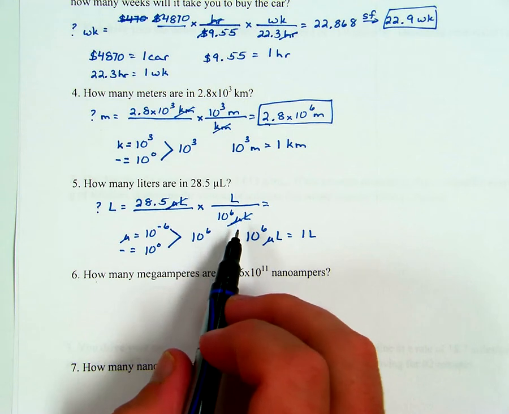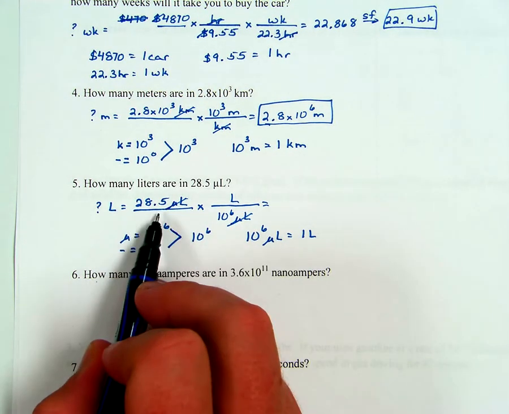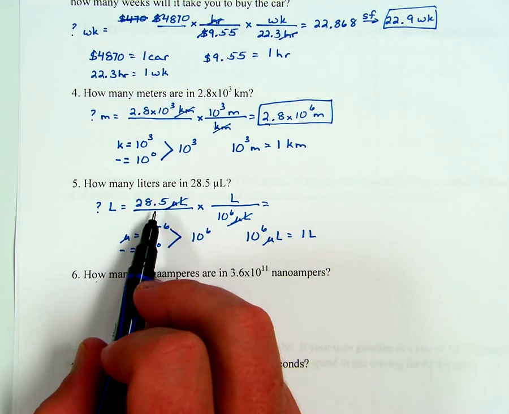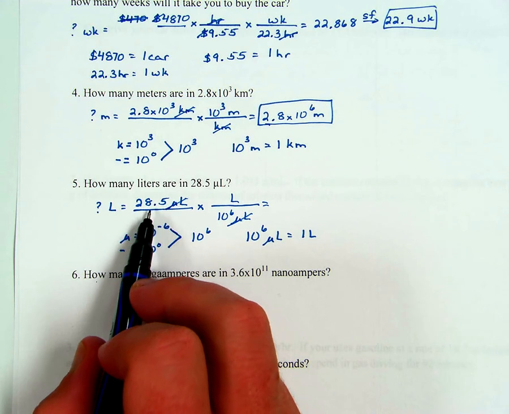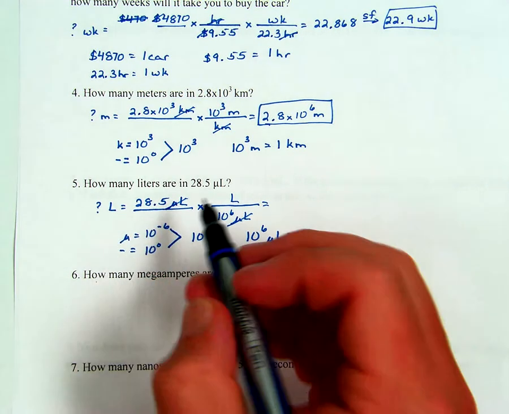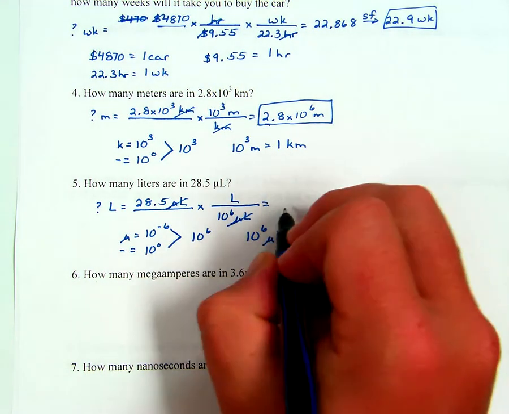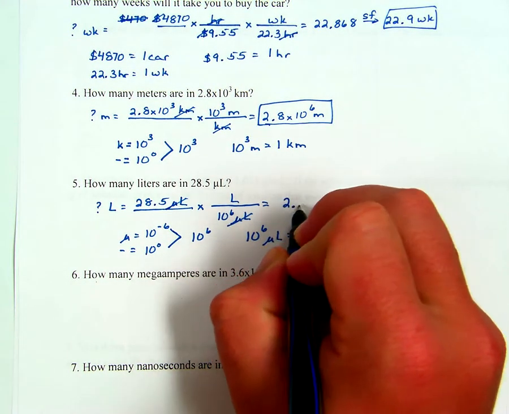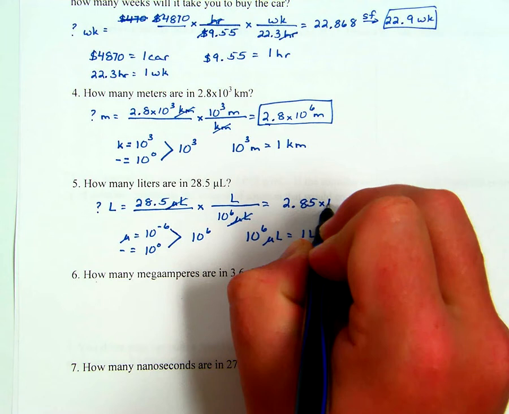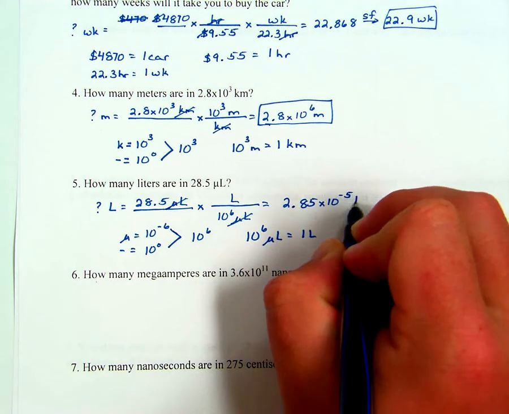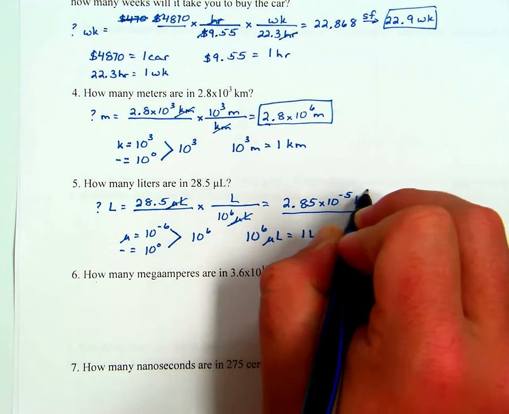Now again, the scientific notation works well. Now the 28.5 is not in scientific notation, but if it were, that would be 2.85 times 10 to the first. Just move the decimal over one spot. So 10 to the first divided by 10 to the 6th, that's 10 to the negative 5th. So my answer is 2.85 times 10 to the negative 5th liters.